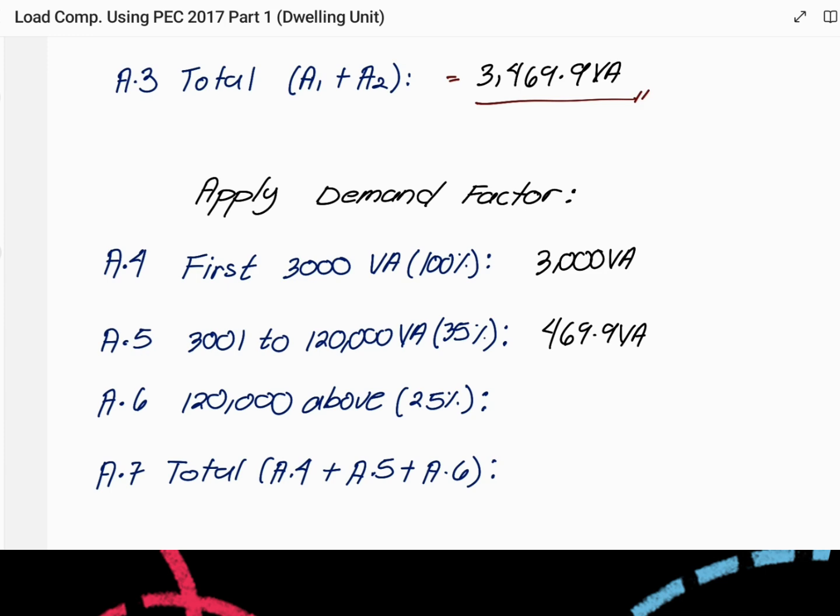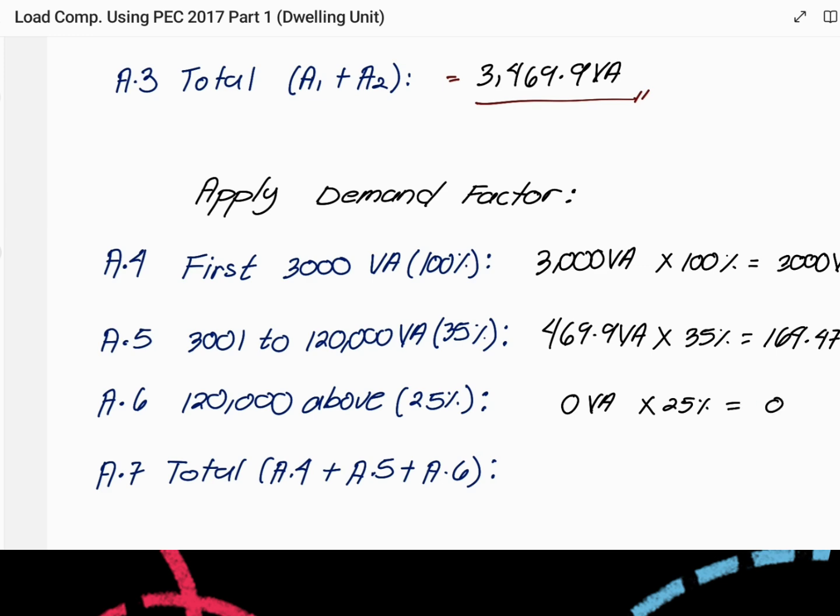And then, for 8.6, since nothing has left, just input 0. Then multiply with the respective demand factor. So 3,000 times 100%, that is equivalent to 3,000 VA. Then 469.9 times 35%, that is equivalent to 164.47 VA. Then 0 times 25%, that is 0.